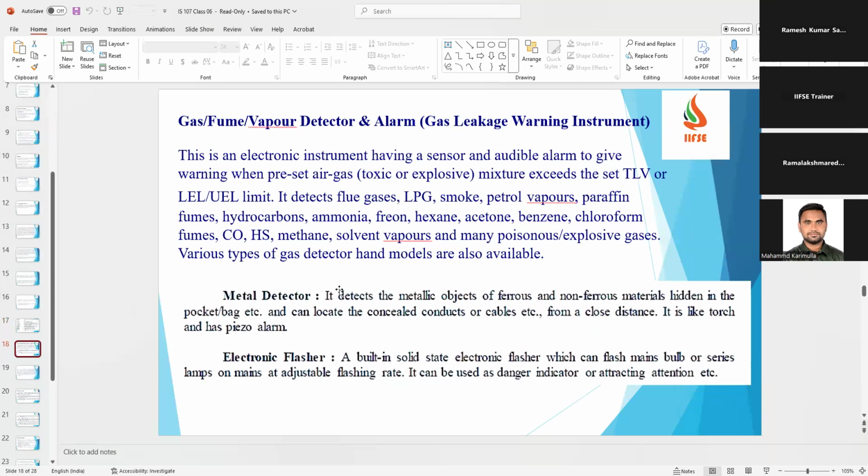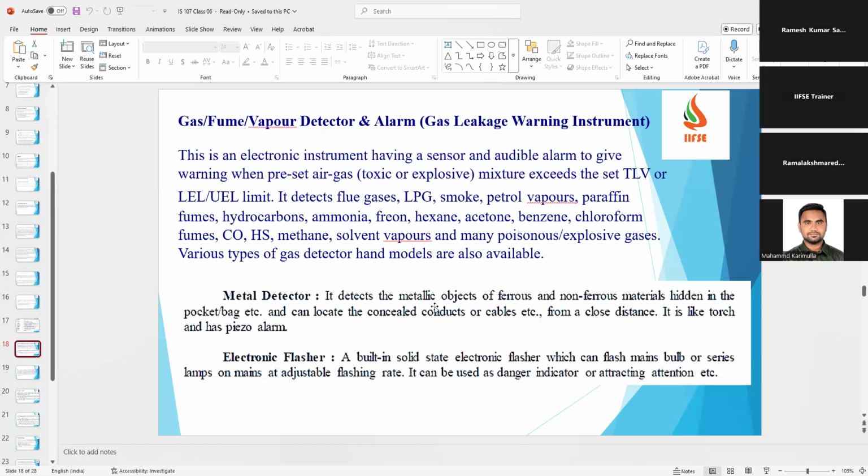And gas, fume, vapor detectors or alarm or leakage warning instruments, where we have electronic instruments having sensors and also an audible alarm to give warning when a preset air, gas, toxic or explosive mixture exceeds the TLVs. So we set these leakage sensors over the TLVs, threshold limit values, so that they can trigger the alarm. Then LEL, UEL limits: it detects flue gases, LPG, smoke, petrol vapors, paraffins, fumes or hydrocarbons, ammonia, freon, hexane, acetone, benzene, chloroform, methane, solvents, etc., and other poisonous and explosive gases. And various types of gas detectors, handheld models are also available.